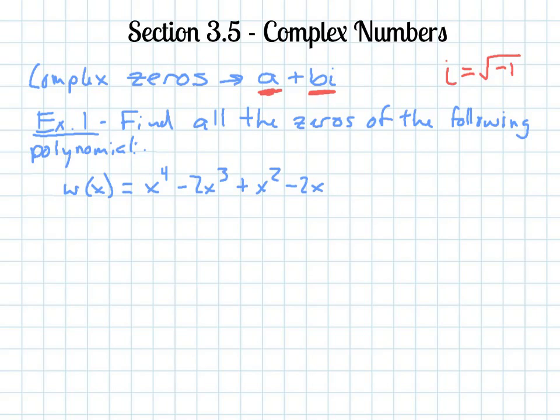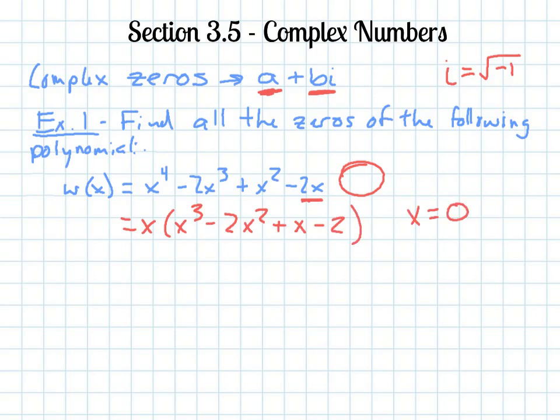So for this polynomial, if I want to find all the zeros, I'm still going to do the same things that I've been doing. I notice that all the terms have an x, so there's no constant here. So let's factor out the x. Then that means one of your zeros is actually 0.